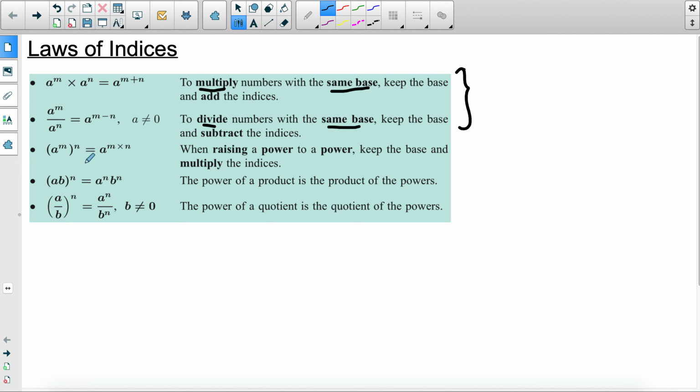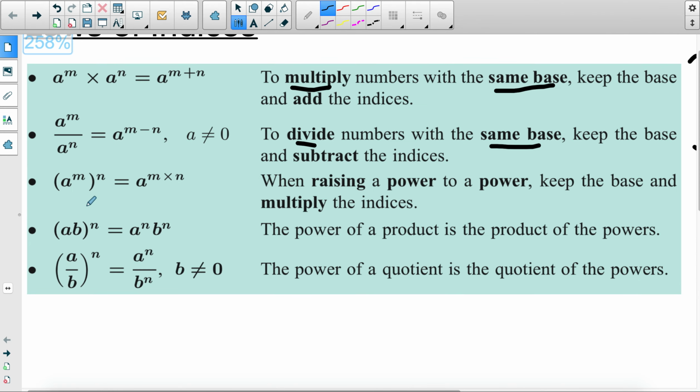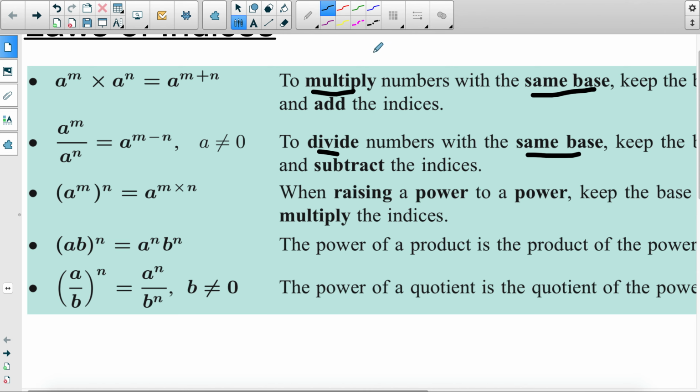For the third rule, if you have some number raised to a power, then you need to multiply the powers. It's very different from the first rule. This time you multiply the powers. Some students mistakenly add the powers. What you're doing is multiplying the powers in.